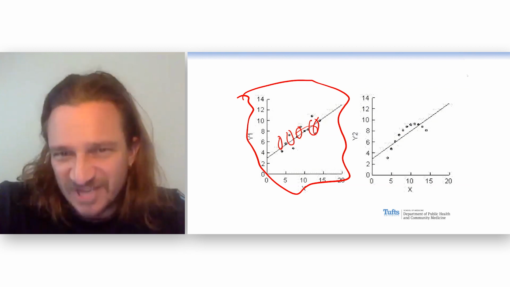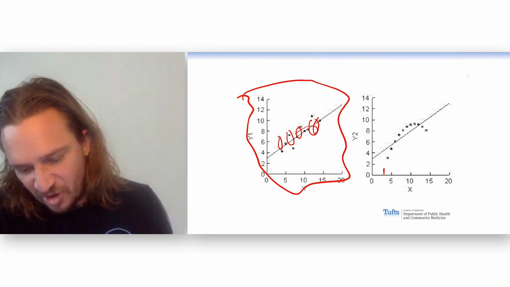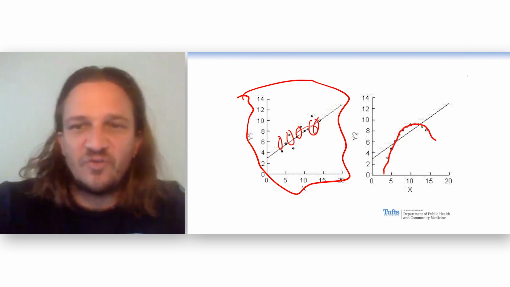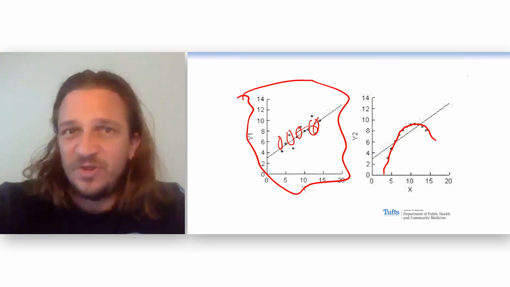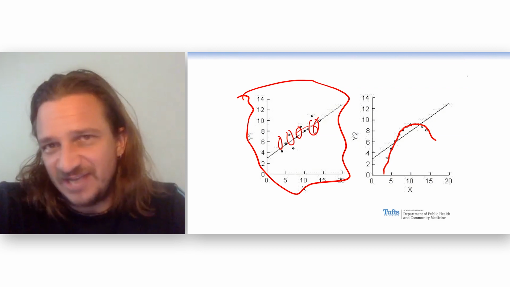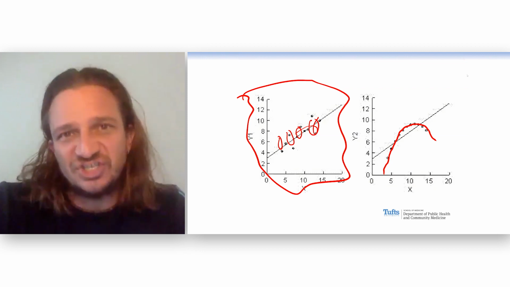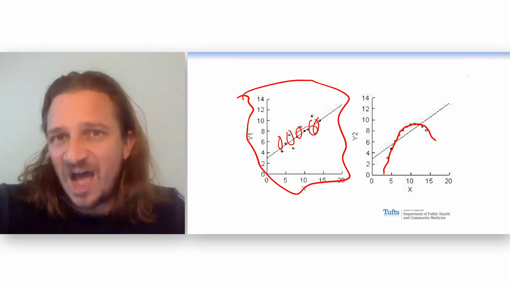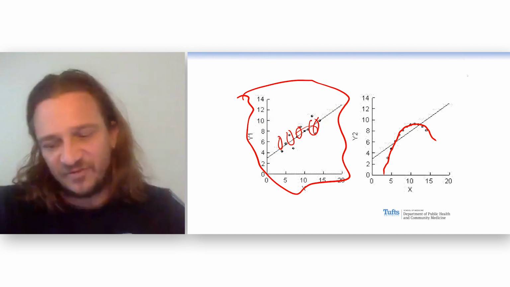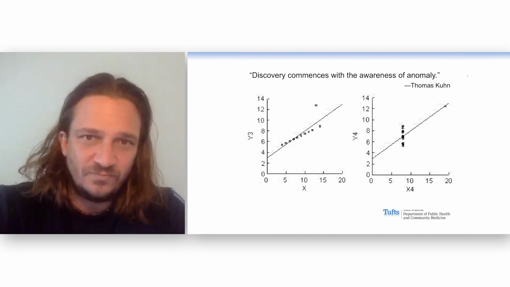But those same numbers that we just saw also summarize this picture right here. What do you think about fitting a linear regression to those data? It doesn't make any sense. There's a relationship there, a perfect relationship, but it's not linear. How do you know? You have to look at the data.